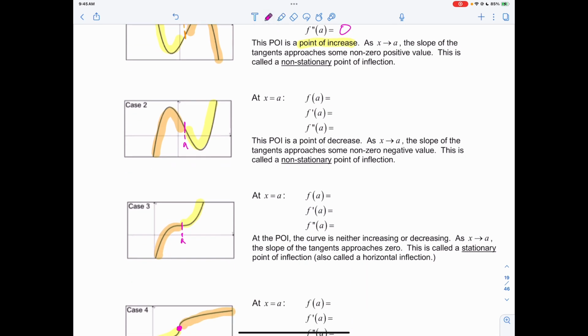For the second example, our function is positive or above the x-axis. Our first derivative is negative because I have a downward slope. And our second derivative is once again going to be 0. This is a point of decrease because this point of inflection is occurring when my slope is negative.